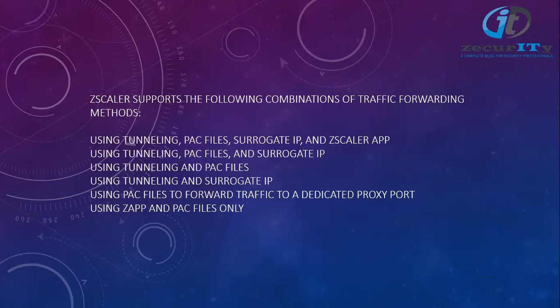So we have options like using the PAC files and using the dedicated proxy port. A dedicated proxy port is nothing but a specific port number allocated for the customer. That port number will identify which company the traffic is coming from. And also we have options like Z App plus PAC files only modes, where we can use Z App, and on top of the Z App we can use PAC files to route the traffic, with exceptions handled by the PAC file itself.